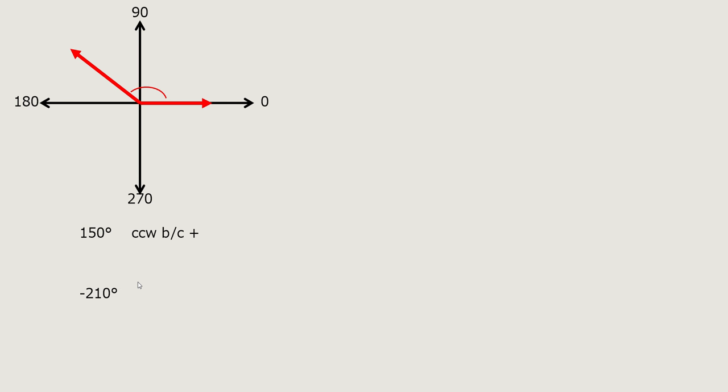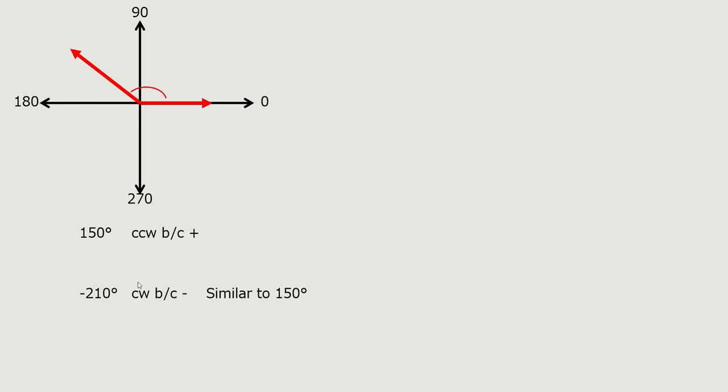Now I want to review graphing negative 210 degrees. So again, when we're graphing these angles in standard position, the first thing we need to do is determine direction. Because this is a negative number, we know we're moving clockwise. And actually, we know negative 210 degrees is similar to 150.